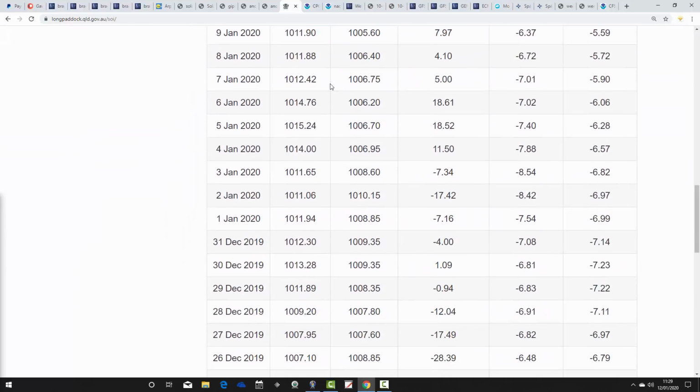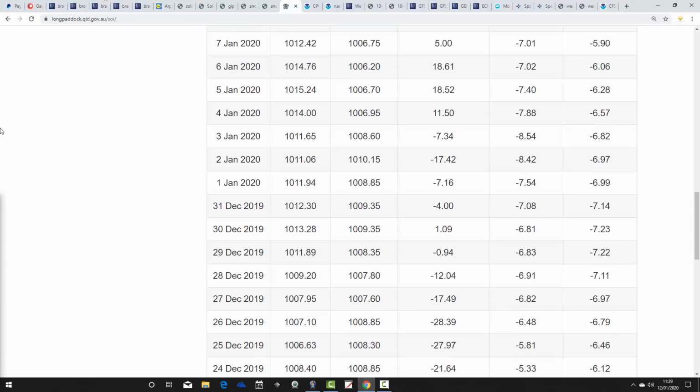So if we scroll down, we can see that around the turn of the year, actually we did have quite a bit of negativity of the SOI. So on the 1st of January, New Year's Day, the SOI was at -7. On the 2nd of January, SOI was at -17. And on the 3rd of January, SOI was at -7. These are all numbers that are reflective of an El Nino type atmospheric state.